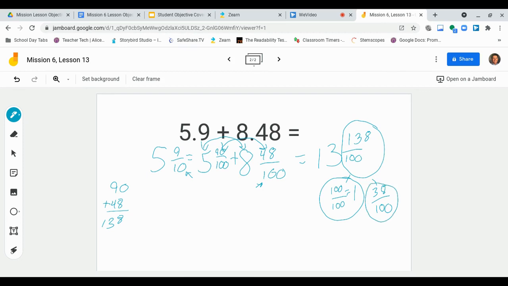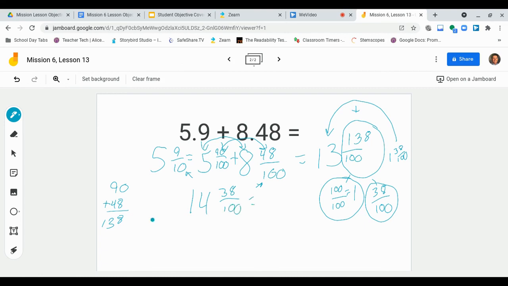So 138 hundredths is equal to 1 and 38 hundredths, like this. Now I just need to combine that with those 13 wholes I already had. So I'm just going to add them. So 13 plus the 1 whole was 14. And then 38 hundredths just gets tagged on there at the end.